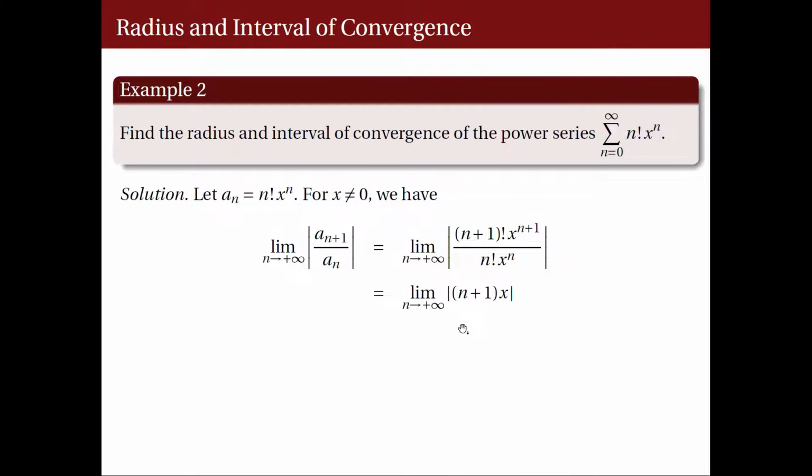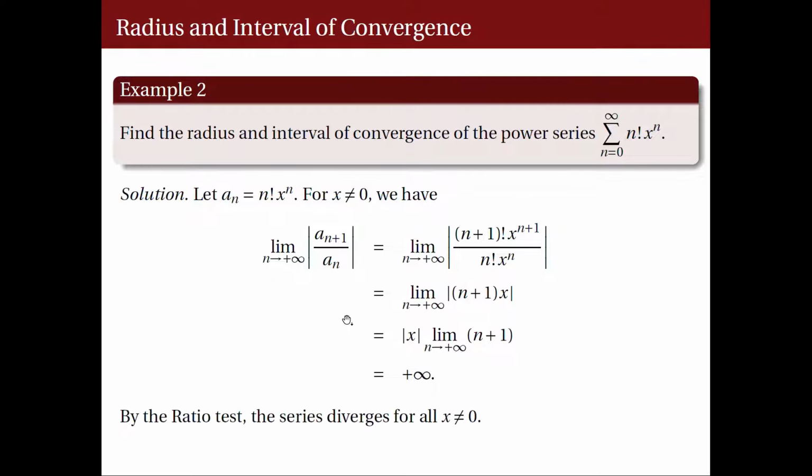Notice that x is independent of n, therefore this limit is equal to the absolute value of x times the limit of n+1 as n approaches positive infinity. Since x is not equal to 0, this limit is equal to positive infinity. Hence, by the ratio test, the series diverges for all x not equal to 0, and therefore the series only converges for x equal to 0. Hence, the radius of convergence is equal to 0, and the interval of convergence is the set containing 0.